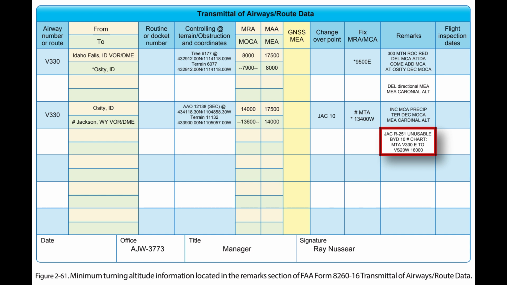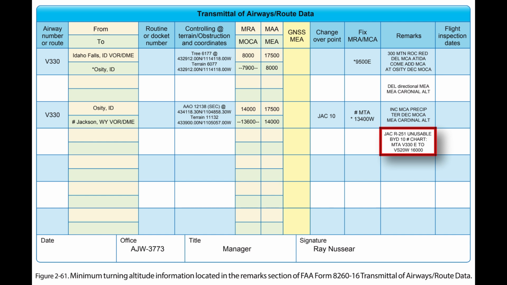All MTA information associated with the airway/route inbound to the turn fix/facility is put in the remarks section of FAA Form 8260-16, Transmittal of Airways/Route Data, using the following format. Figure 2, 61. #chart, MTA V330 ETO V520W 16,000, document on V330 FAA Form 8260-16. #chart, MTA V465 NE2 V330W or V520W 16,000, document on V465 FAA Form 8260-16.